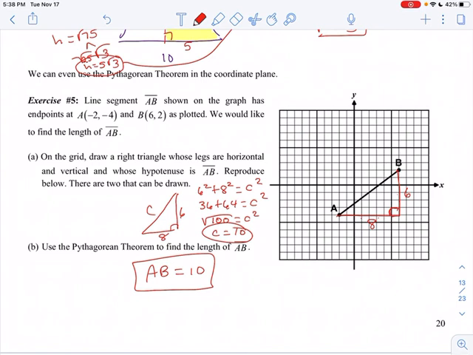Okay, and what we're going to do tomorrow is we're going to use the distance formula, which comes from the Pythagorean Theorem, to find the length of line segments. So we'll practice the Pythagorean Theorem tomorrow.